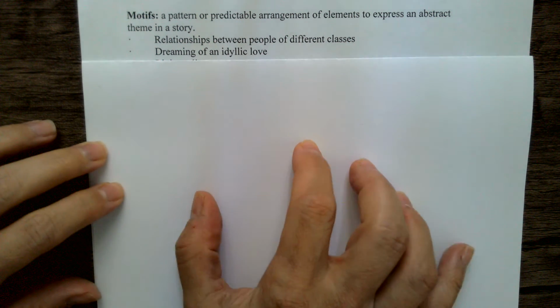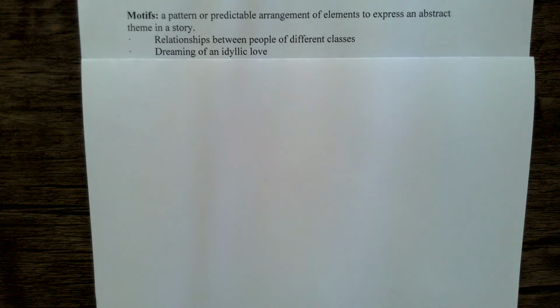Another motif that you're going to be looking at is dreaming of an idyllic love. This specifically is going to be involving Jay Gatsby and Daisy Buchanan. Jay, in his mind, looks at Daisy as the perfect person for him because she fits a particular role. And it is something that he builds up in his mind to the point where it becomes a hindrance in his relationship with her.